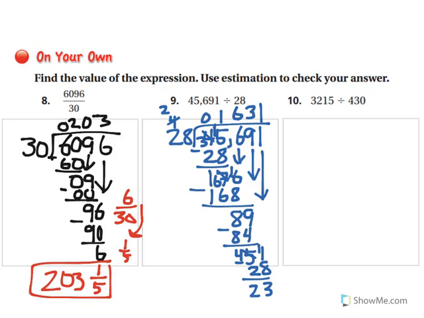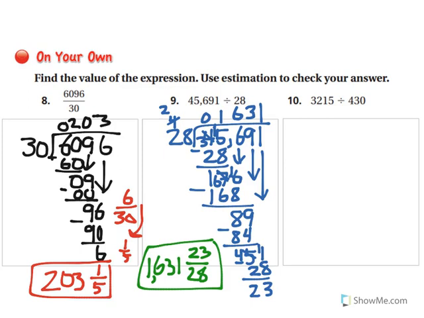So I'm going to end up having 1,631. And I'm going to have 23 over 28. That's the answer to that one. I know, that one's a little bit tougher. You guys are doing great.